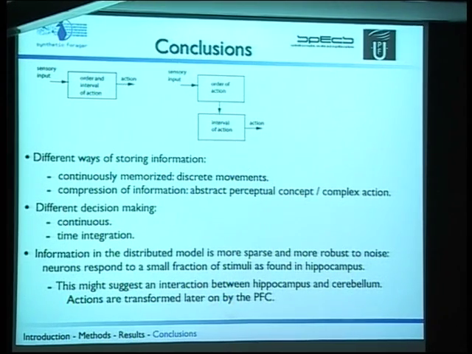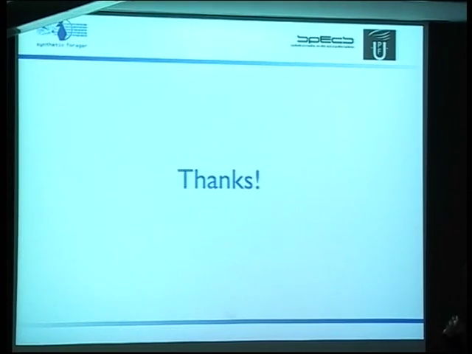We also saw that the information in the distributed model is more sparse, which means that fewer parts of the memory respond to one stimulus, and it is more robust to noise. And this could suggest, but it's only a speculation, an interaction between hippocampus and cerebellum, with the actions transformed by the prefrontal cortex. And that's it.